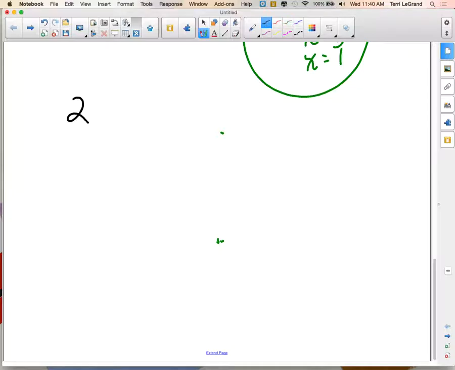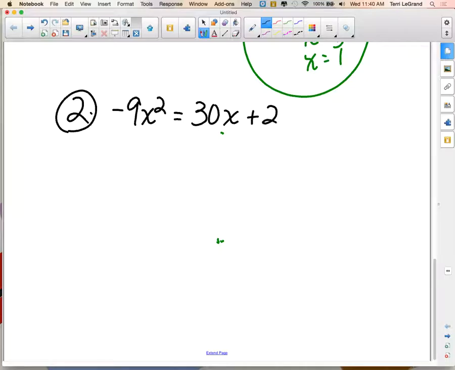Number 2. So we're going to do one more. You decide if you have enough room on the front of that sheet to do one more, or if you need to go to the back to do it. We're going to solve the following: negative 9x squared equals 30x plus 25. Is this one ready to decide A, B, and C?